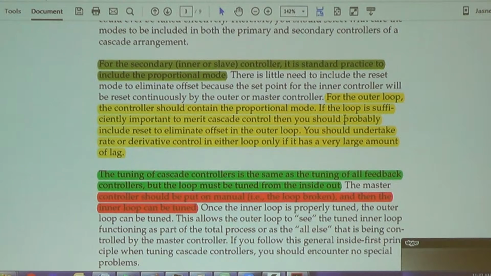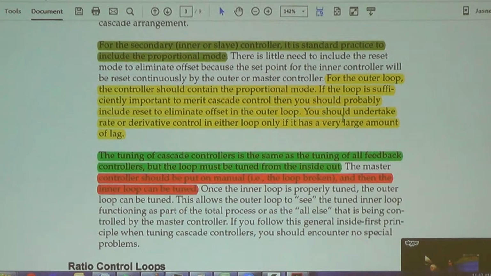If there is a large amount of lag, one thing always remember, derivative action is added to reduce the lag in the system. Integral action introduces a huge lag in the system. It introduces time delay in the system. Derivative action is added to make the system fast. Okay? Very important, you should mark that out.